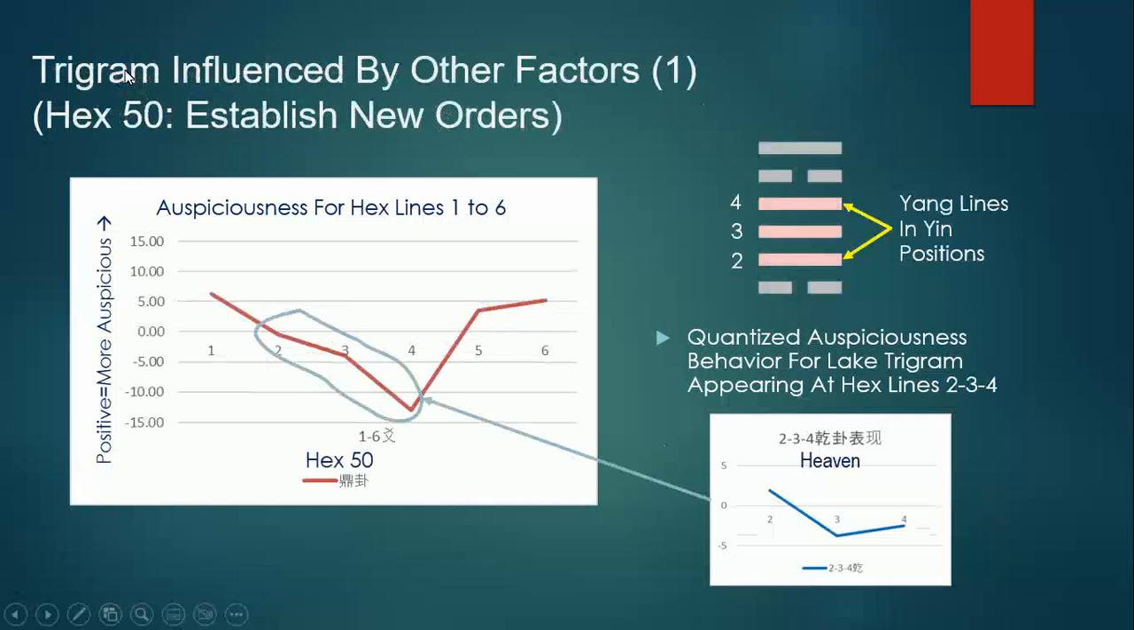But what we presented at 2, 3, 4 and 3, 4, 5 are not determining factors, because the trigrams, when they are located within the hexagram at 2 through 5, are influenced by other factors. For example, in hexagram 50, establishing new orders, the 2, 3, 4 shows a very strong descending behavior, and yet when heaven appears in 2, 3, 4, it should come back up at line 4, and yet line 4 for hexagram 50 is quite negative. So why is that? If you look at this hexagram carefully, you can see the yang lines and yin lines are not in their proper position. So that could have influenced why the line 4s are very negative.